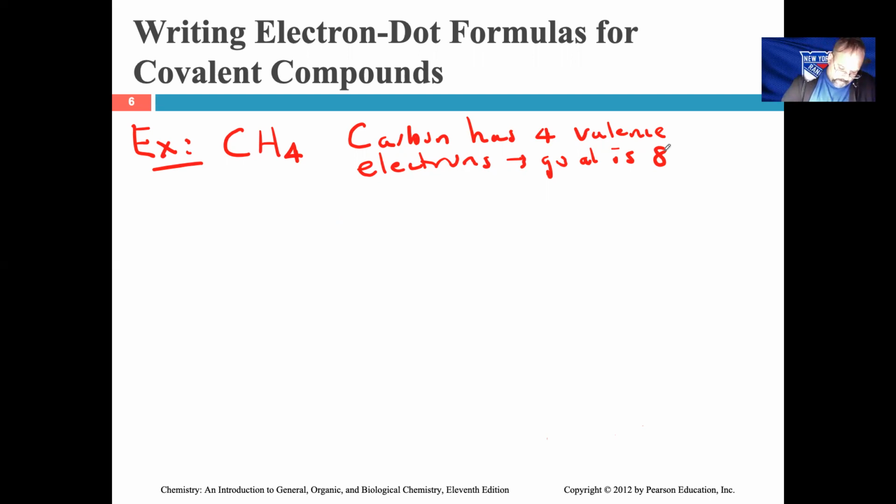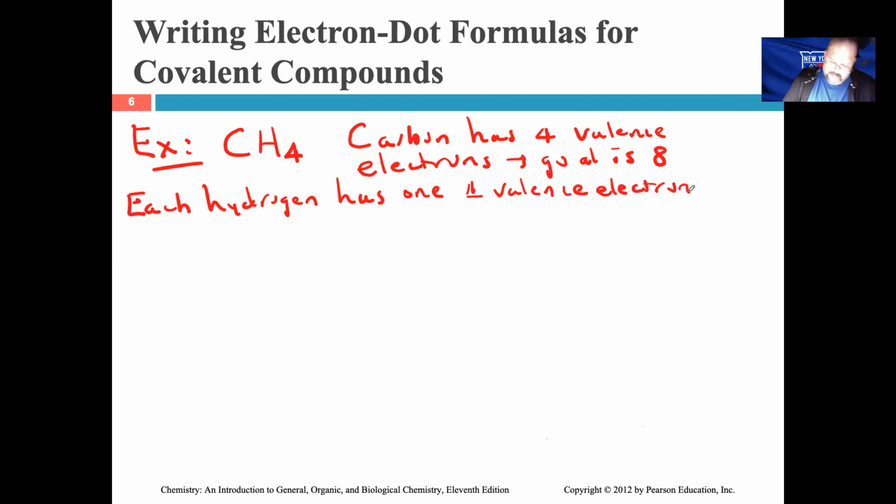We know that each hydrogen has 1 valence electron. Essentially, it has 1 electron total, and therefore it has 1 valence electron. The goal, of course, for hydrogen can't get to 8. The goal for hydrogen is to get to 2. So let's start to sketch this out in terms of an electron dot or a Lewis dot structure.